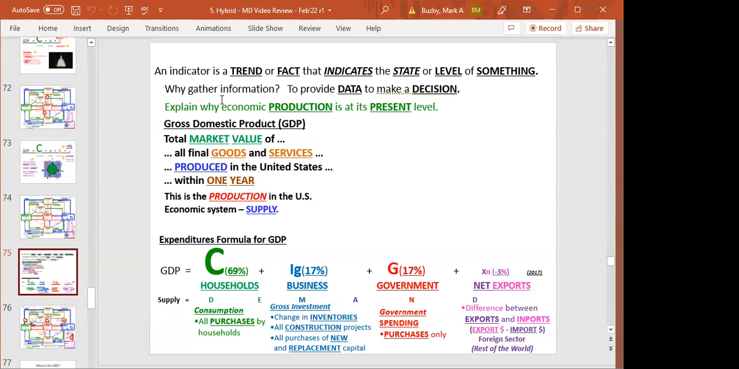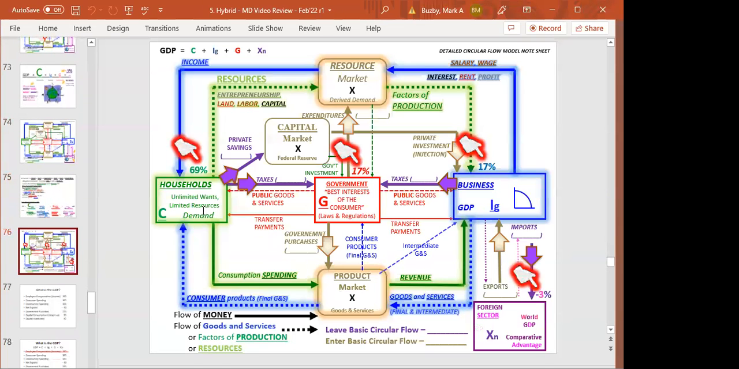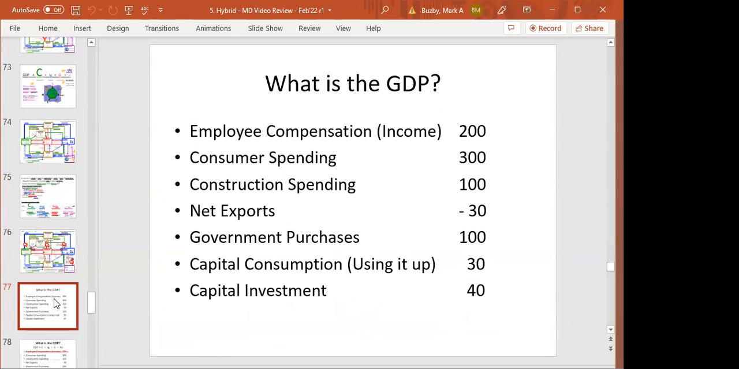So this gives us our expenditures formula, and this defines the expenditures formula. Remembering that 69%, 17, 17, and -3 are these four, and these are the four main parts of our formula. All right, now I went in and I showed you guys this. I said, what's GDP? The easiest thing to do, because you might see this a little bit later, the easiest thing for you to do is write the formula down.